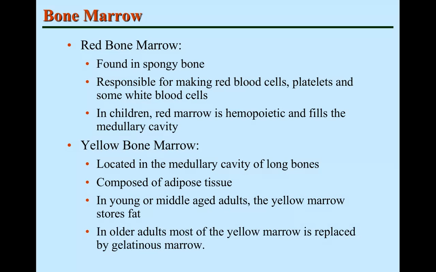In older people, though, you know how their bones become a little bit more brittle, and part of that is because the yellow marrow is no longer just adipose tissue. It actually becomes more of a gelatinous mess, which doesn't really provide much strength. So that's one of the reasons why older people's bones become a little bit more brittle.